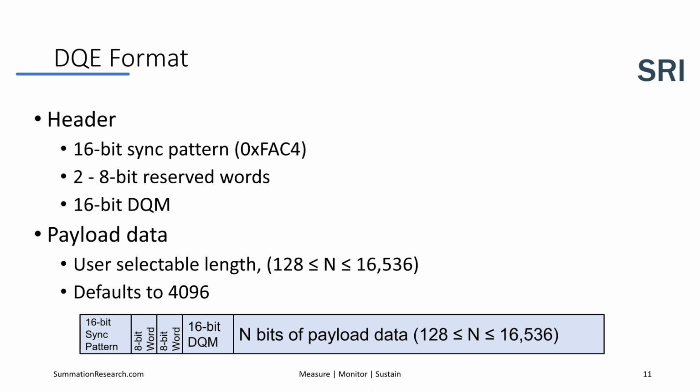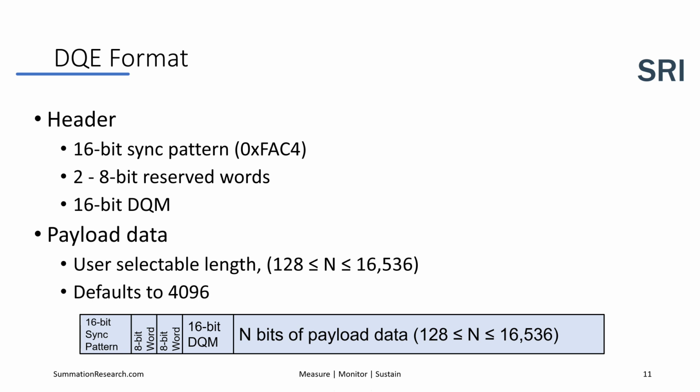0101 1000. Following the sync pattern are two 8-bit reserved words. These fields are currently reserved for future use and could potentially be utilized for indicating the packet header version or tagging the source ID of the data.